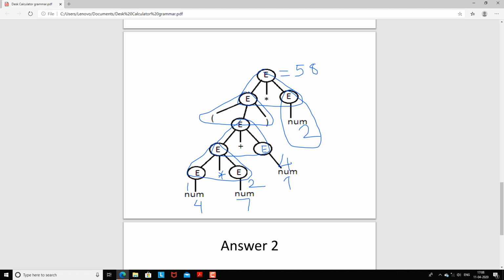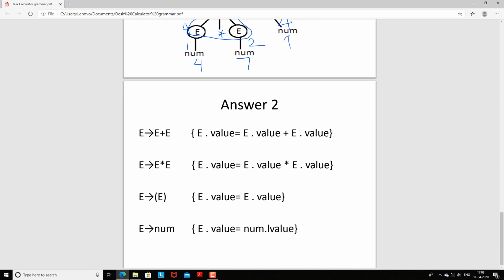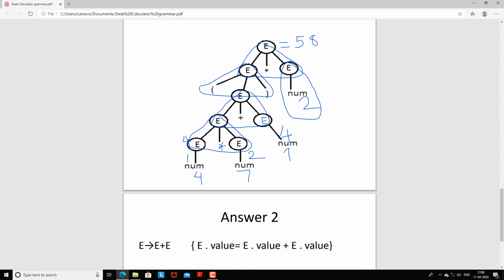Here the value of this node is 4. So in that node we will assign E.value equals num.lvalue. You can see here E.value equals num.value. The work is simple here, and in this reduction the same way the 7 value, or the value of this leaf node, is assigned here. So in the left child the value is 4, and in the right child the value is 7, and if a multiplication operation occurs here, in the next reduction E tends to E into E, the left child value is multiplied with the right child value.